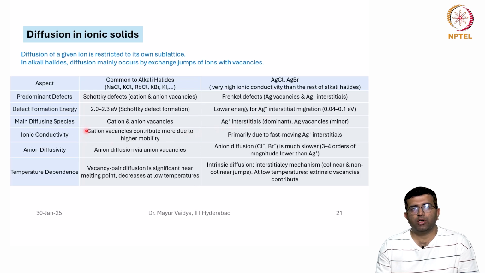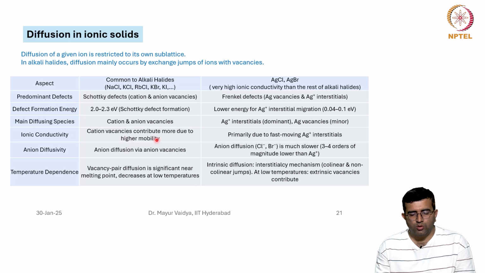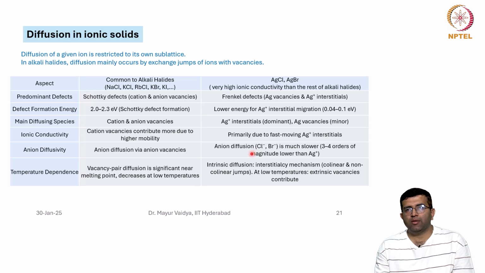In the case of alkali halides, the main diffusing species are cation and anion vacancies, whereas in the silver halides it is Ag plus interstitials. And in the case of ionic conductivity, the cation vacancies contribute more due to their higher mobility in alkali halides. In silver halides, it is primarily due to fast moving Ag plus interstitials. Then anion diffusivity is via the anion vacancies, and in the case of silver halides, the anion diffusion is much slower than the diffusion of Ag plus interstitials.